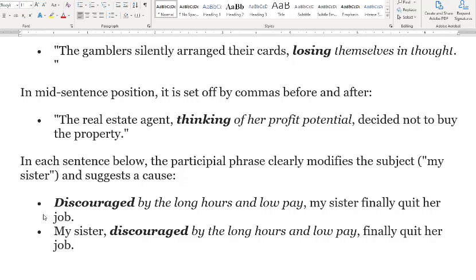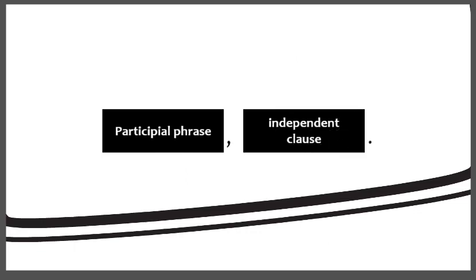Down below, we have the past participle. Discouraged by the long hours and low pay, my sister finally quit her job. Or we have my sister, discouraged by the long hours and low pay, finally quit her job. Again, you'll want to be mindful about where you're placing things and whether or not you'll need a comma. So, of course, commas are going to be present in all of them, but especially when they're in the middle of the sentence, you'll need one before and one after. Let's look at the example.